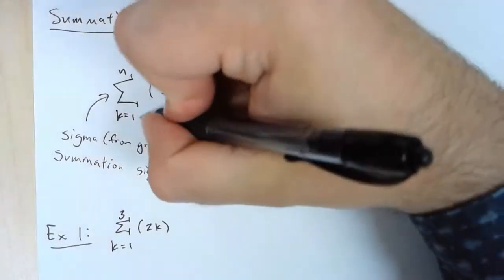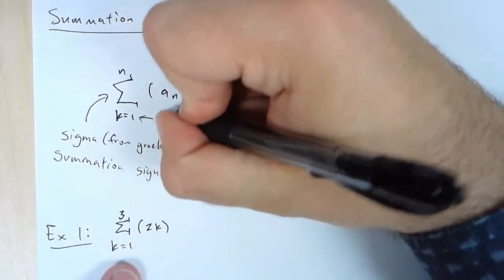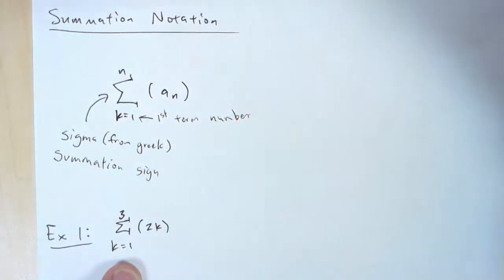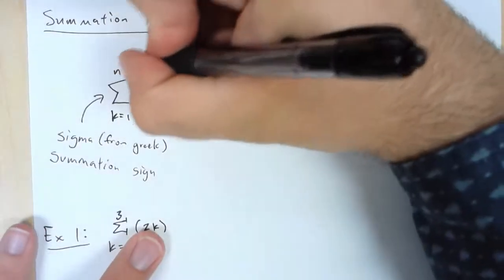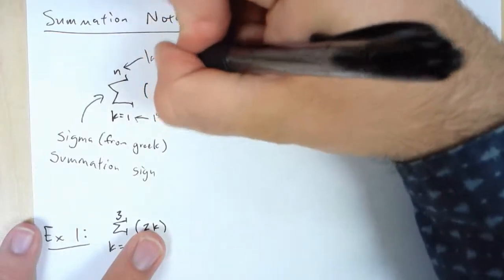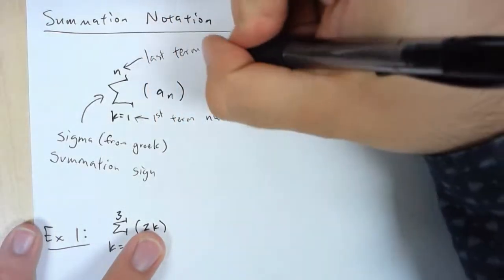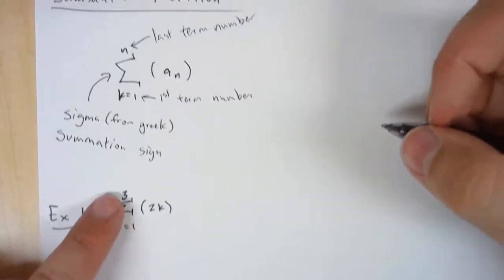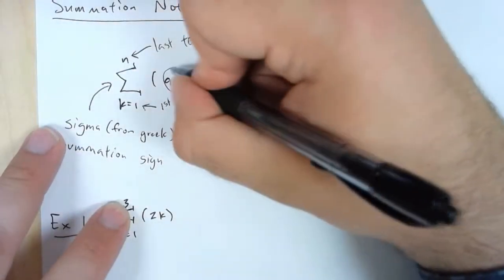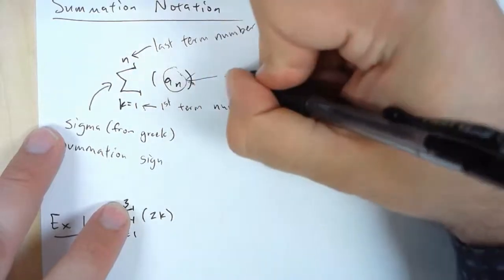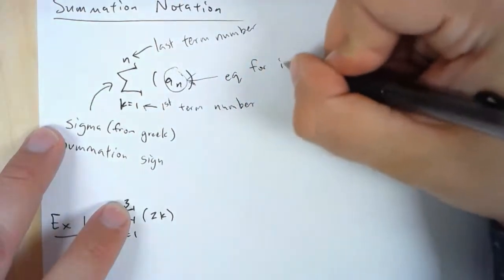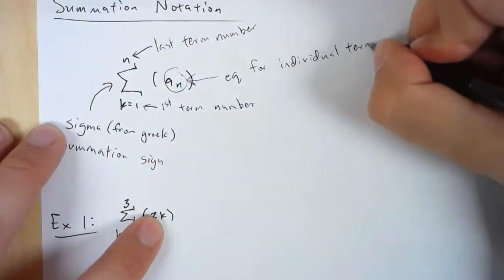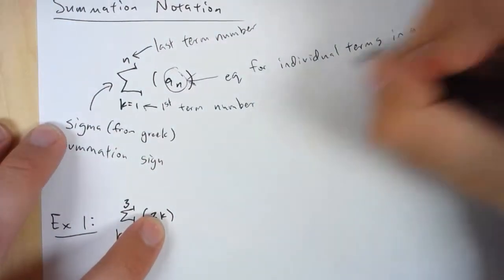This term here at the bottom is our first term number, and it doesn't always have to be 1, but more than likely you'll have 1. Up here at the top we'll have our last term number, and it's not going to be represented with n, it's going to be a number, like in this case, 3. And this a sub n thing, we've seen this before. This is the equation for individual terms in a sequence.